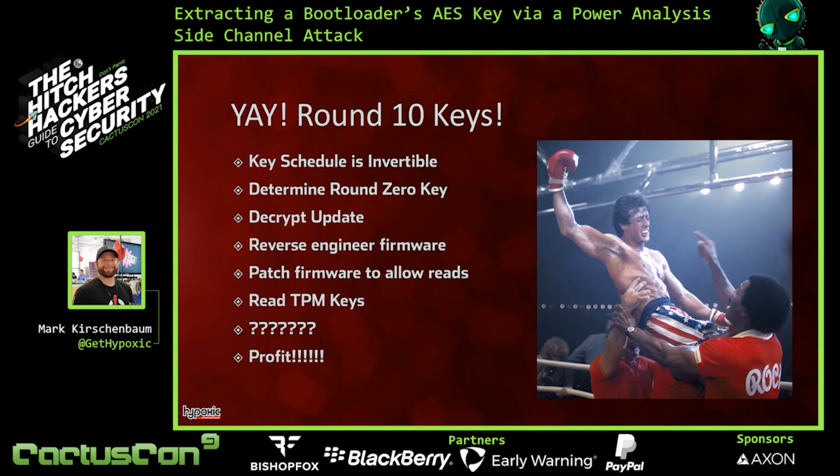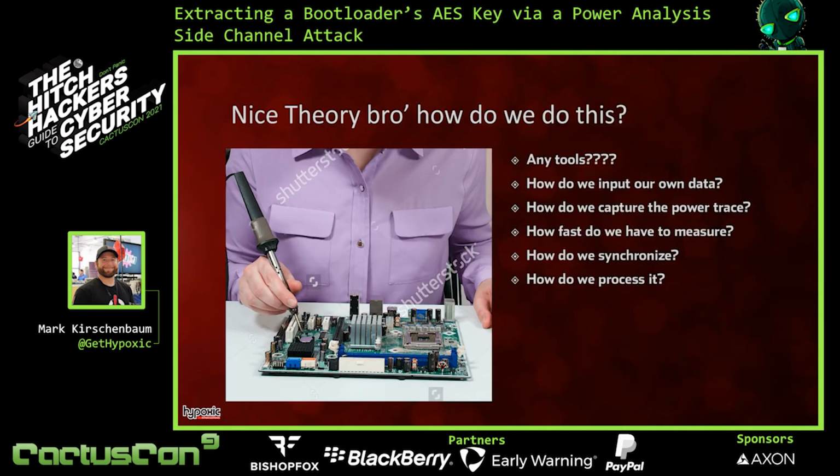So yeah, we found round 10's keys. This is awesome. And like I said 2 seconds ago, it's invertible. So we found round 10's keys, and we're going to invert that to round 0's keys. From there, we're going to take the update and decrypt that. From there, I'm going to reverse engineer the firmware, patch it to allow myself to read out the software, read out the TPM keys, and I don't know, hopefully profit. Yay! Wow, nice theory, bro.